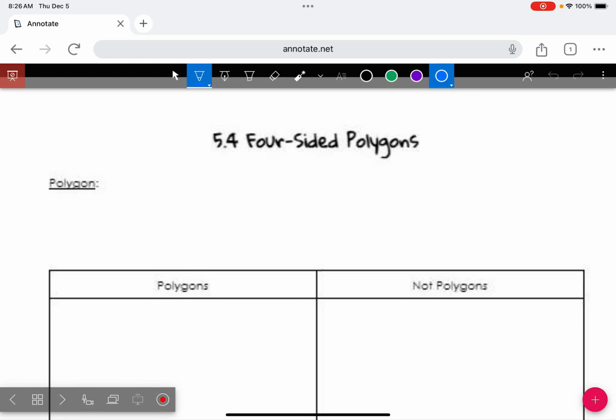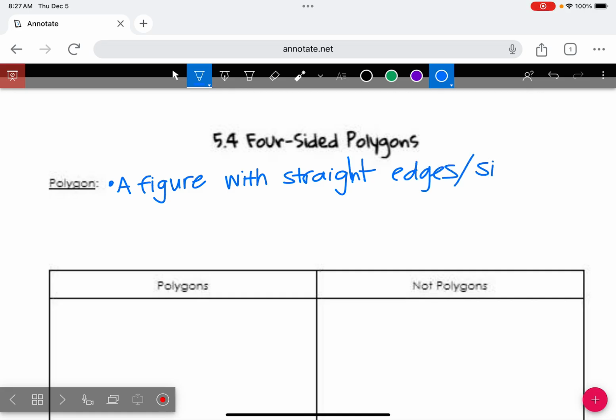Today we're learning about four-sided polygons. Let's refresh ourselves on what a polygon is. So a polygon is a figure with straight edges or sides. These sides can only intersect at vertices.